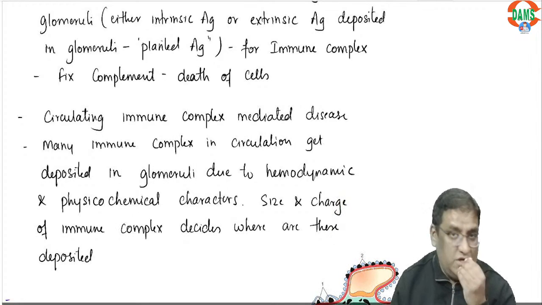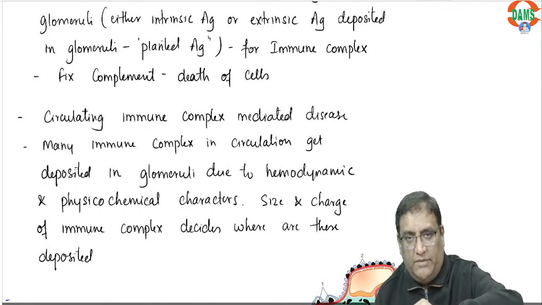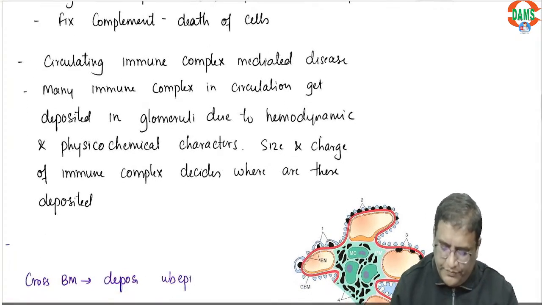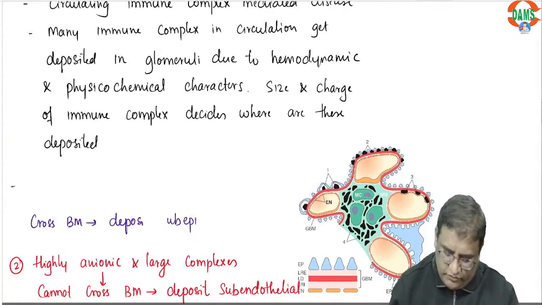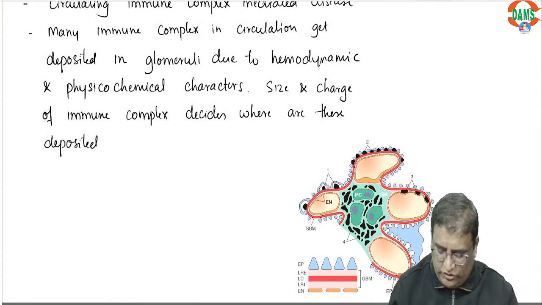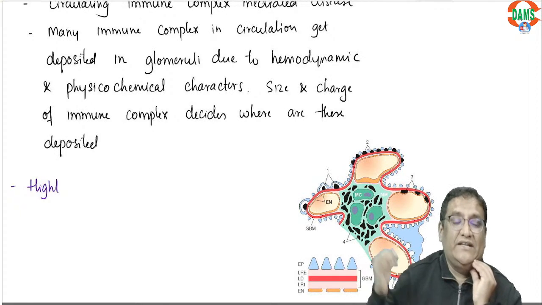This can come as a question. Which disease begins with subendothelial pathology, progresses to subepithelial? Anybody knows which one I am talking about? Yes. That is your PSGN actually. In PSGN, this is what happens. Now let us talk about the size and the charge.